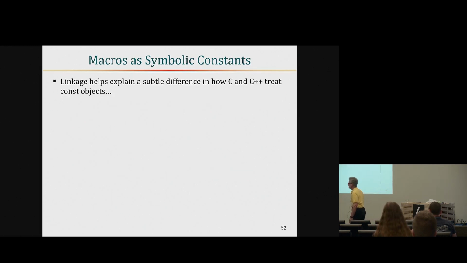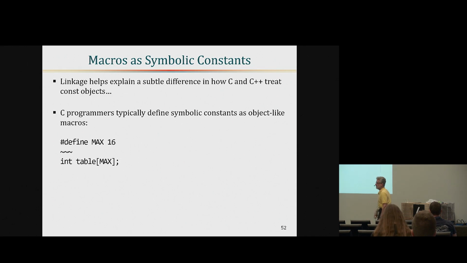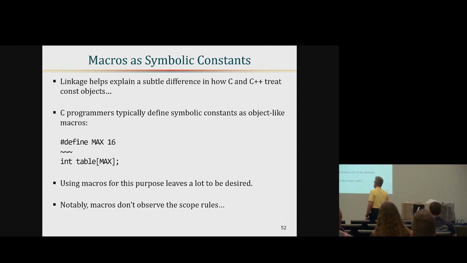But here's a couple other things. Linkage also explains a subtle behavioral difference in a couple ways with const objects. As you well know, the traditional way in C of handling symbolic constants is to use macros. This is discouraged very much in C++ because they don't observe the scope rules. Macros are handled by the preprocessor, and the preprocessor doesn't know anything. The preprocessor thinks a curly brace is just an interesting looking character. It has no semantic value to the preprocessor.